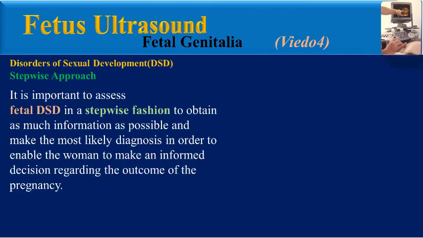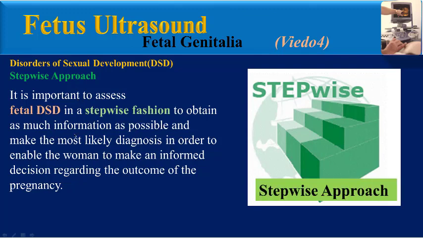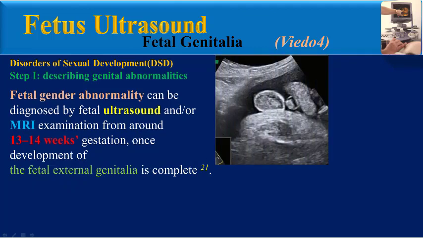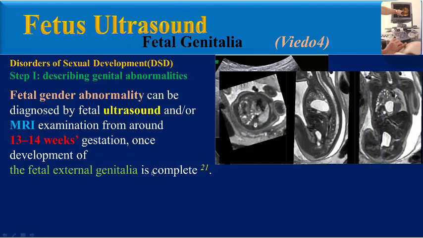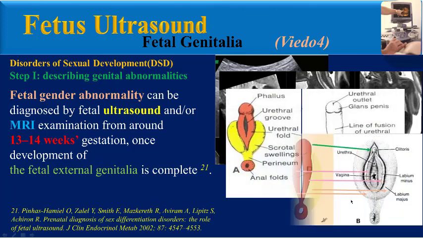As I explained in video part 1, it's important to assess fetal DSD in a stepwise fashion to obtain as much information as possible and make the most likely diagnosis, in order to enable the woman to make an informed decision regarding the outcome of the pregnancy. Fetal gender abnormality can be diagnosed by fetal ultrasound and/or MRI examination from around 13 to 14 weeks gestation, once development of the fetal external genitalia is complete.